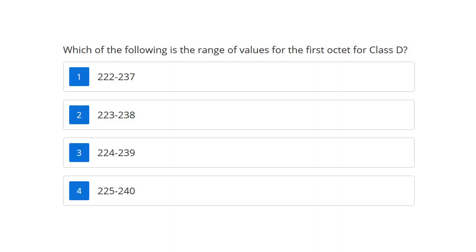Which of the following is the range of values for the first octet of class D? Well, class C ended at 223. So class D starts off at 224 and it goes all the way to 239.